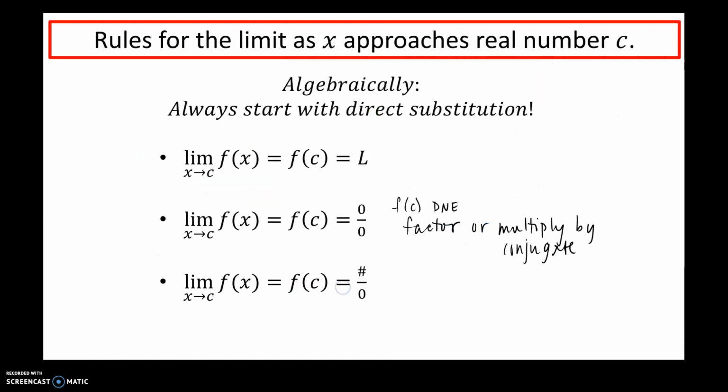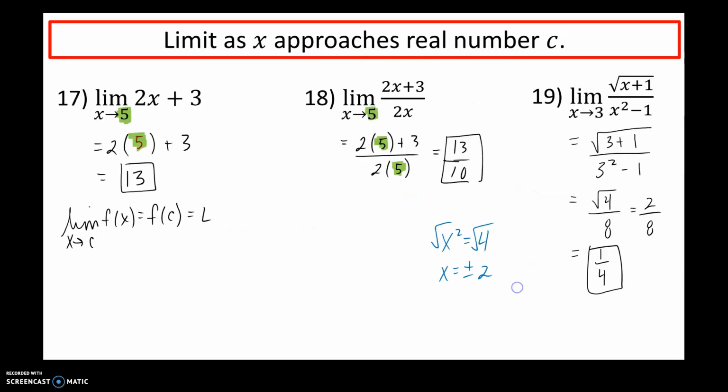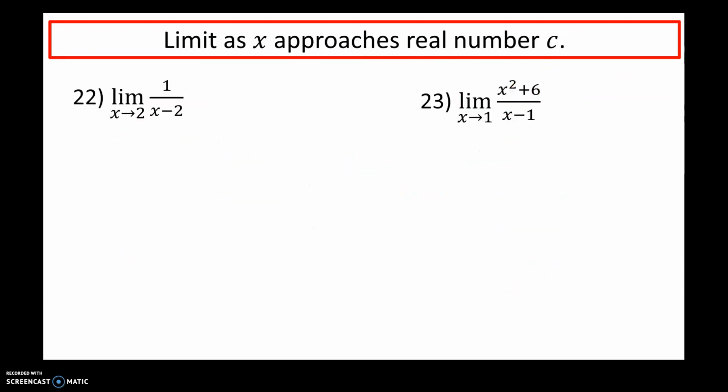So let me go back here. There's something I want to add. This 0 over 0, this is known as indeterminate form. So think about what indeterminate means. You cannot determine the limit in the form that the original is written. So algebraically, we have to do something to simplify it. Okay, so let me just finish up these last 2 examples, and then we'll talk about the rest in class.